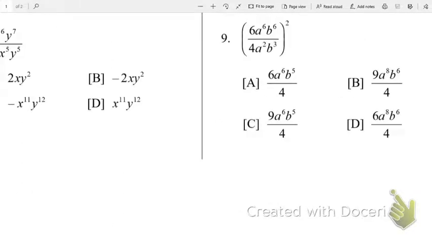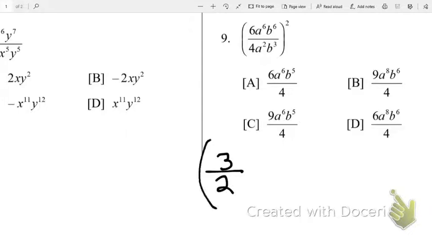All right, number 9. Let me show you a shortcut at solving these. First, just focus on what's inside the parentheses. 6a to the power of 6, b to the power of 6, all over 4a squared, b to the power of 3. I would first take your 6 over 4, and I'd make it 3 over 2.